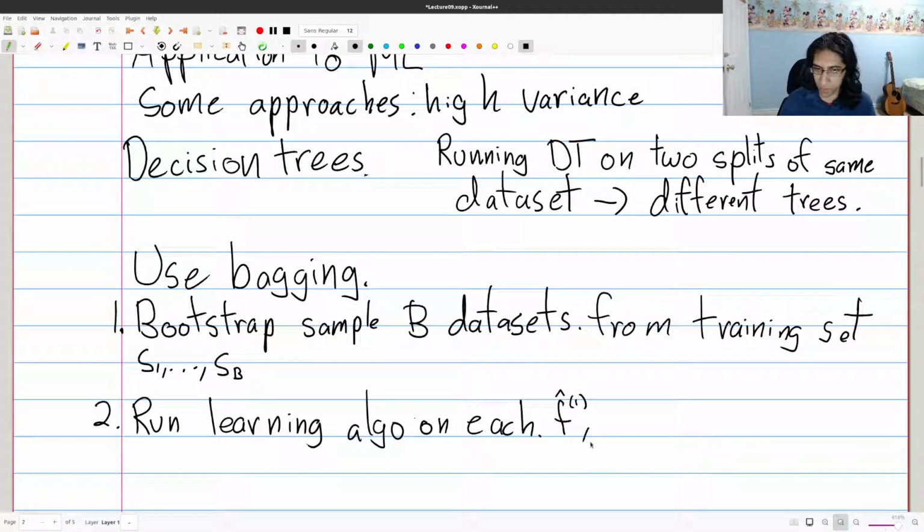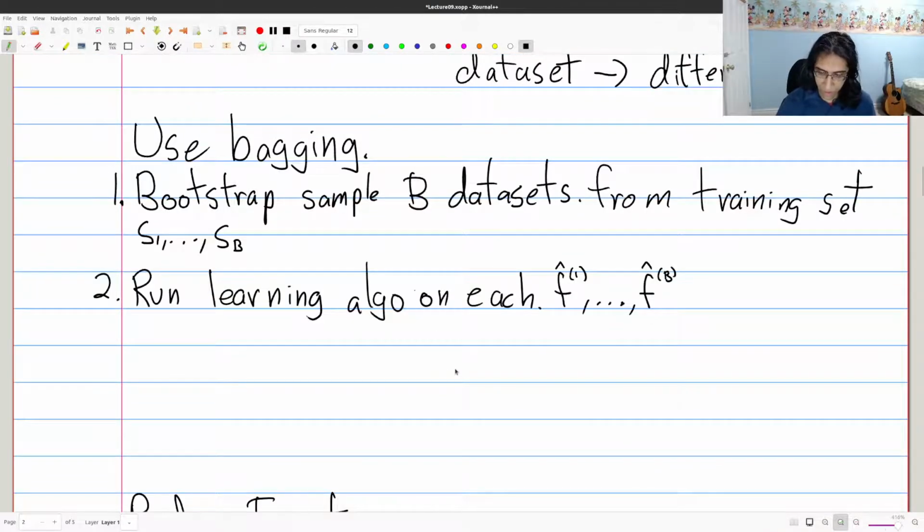Or maybe they're not classifiers. It works in both the classification as well as the regression setting. But either way, we're going to get f hat 1 through f hat b, which are our different classifiers, trained on each of these different data sets. Good. So now we went from one learning algorithm to b different classifiers. But we don't want b different classifiers, we just want one classifier. So the idea is we're going to combine these different classifiers together.